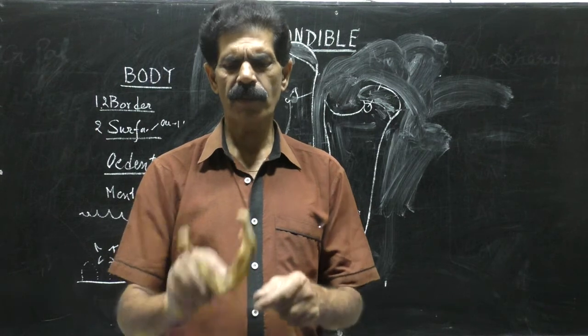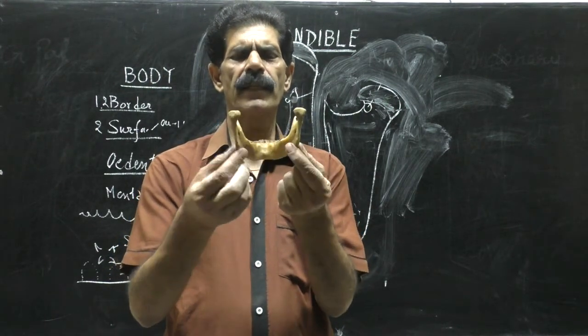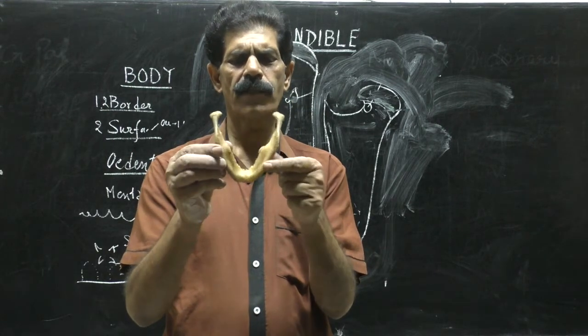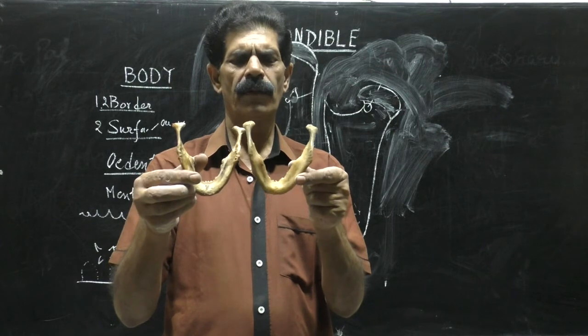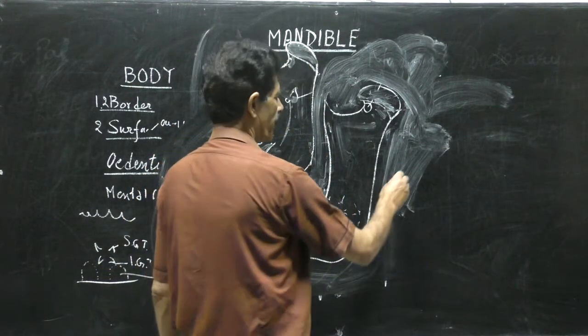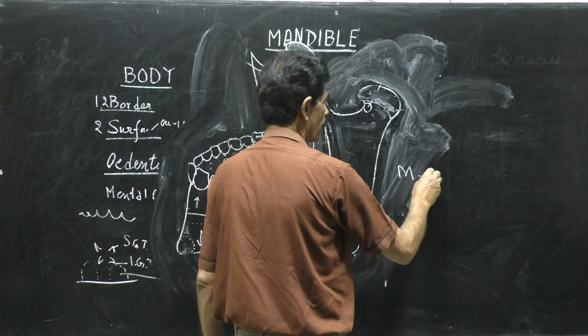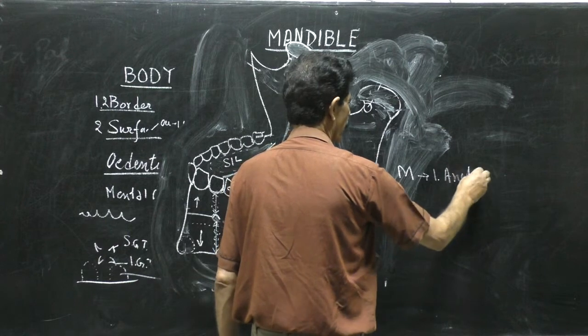So these are the features of the male, that it is U shape. And the angles are everted. So this is also a male feature of the bone. So in the male, feature number one is the angle. The angle is everted.